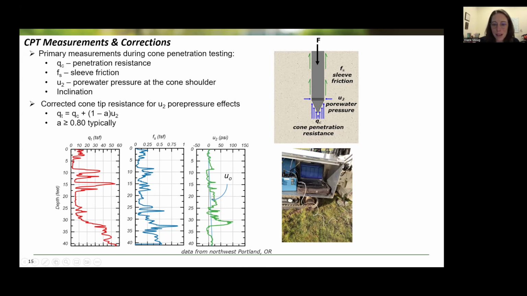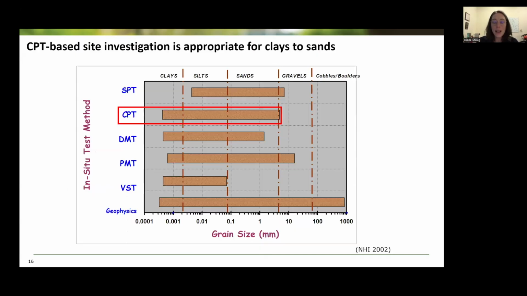And then this image here from our site up in Northeast Portland, it shows one of the other advantages of the cone is that you get a readout of the data right there in the field. And also because you're collecting digital data, the processing and the issuing of the report of the CPT data happens fairly quickly. The cone itself, the CPT, is applicable for soils from clays to sands. Anything coarser than sands, we can't reliably interpret the CPT data.